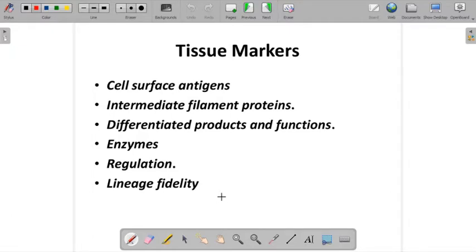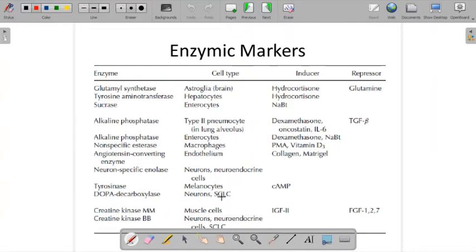Different types of tissue markers are there. One type of tissue marker is cell surface antigens, right? The second one is intermediate filament protein. Third is differentiated products and functions. The fourth is enzymes. The fifth is regulation, and the sixth is lineage fidelity. So these are specific tissue markers, and with the help of these tissue markers we can identify a lineage and what type of cells they are. Okay, we'll go into the details one by one.